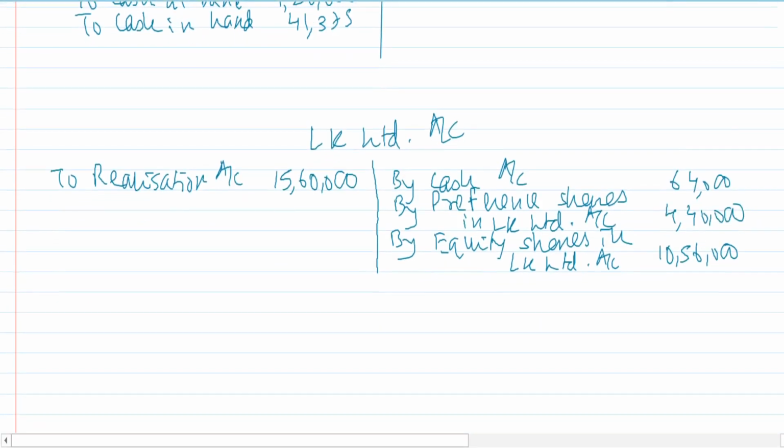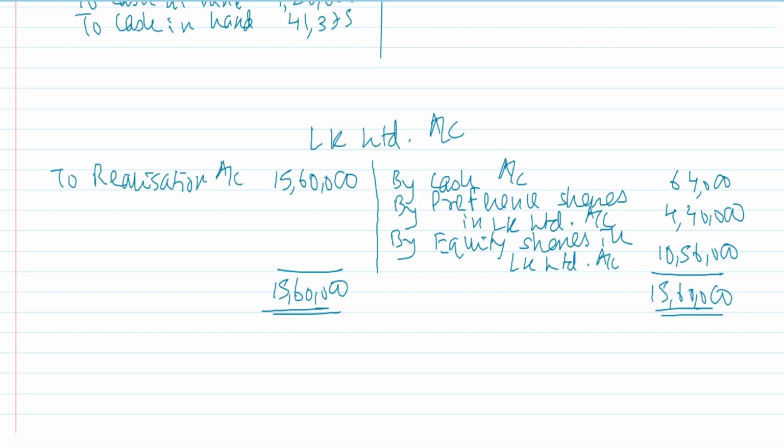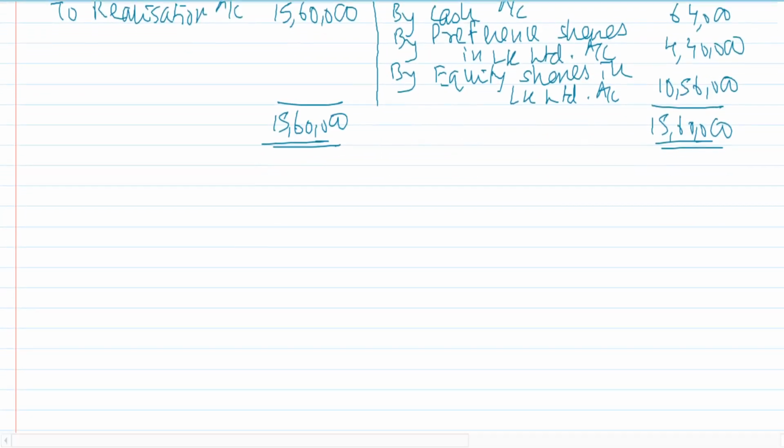In a way, this closes the account itself, right? The account gets closed. 15,60,000 was due. 15,60,000 is now settled. Great. Need to prepare the shareholders accounts now. So preference shareholders account.